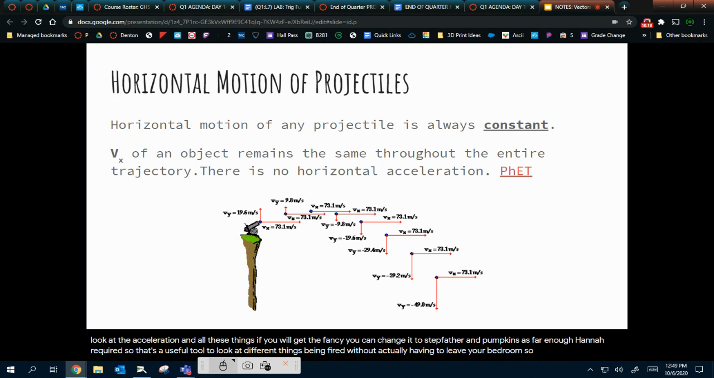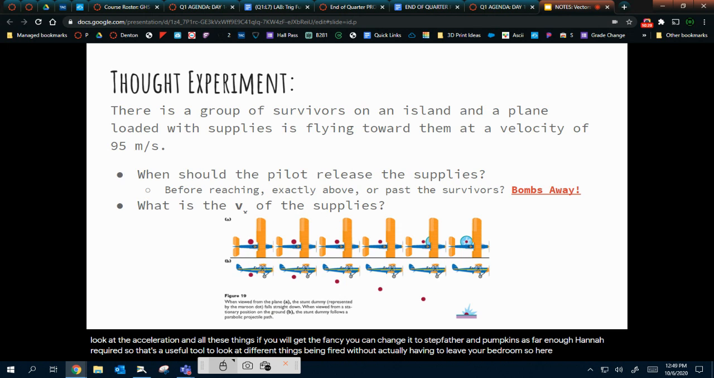So here, this gives us a thought experiment. It says, pretend like you have a group of survivors on an island in the middle of the ocean. And you're flying a plane and you wish to drop them some supplies. Well, obviously the island would be in front of you. You haven't gotten there yet. When do you drop the supplies? Do you drop them before you get there, right when you're above the island, or after you pass the island?